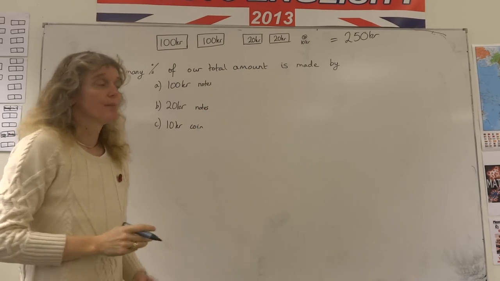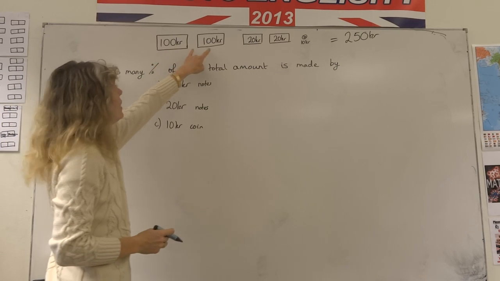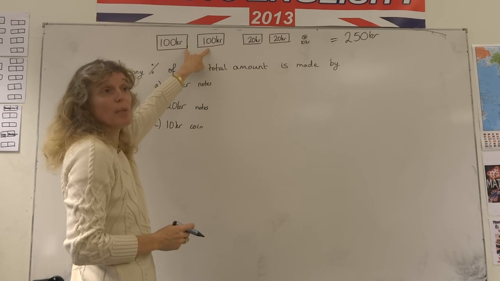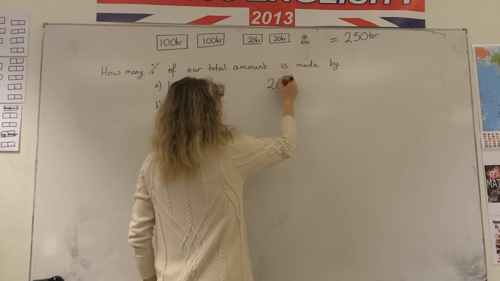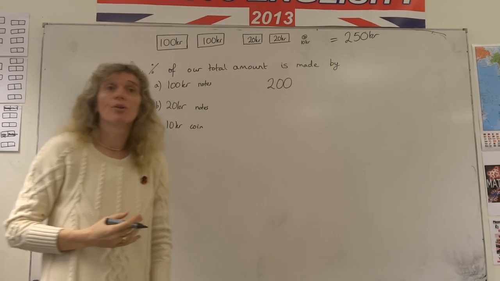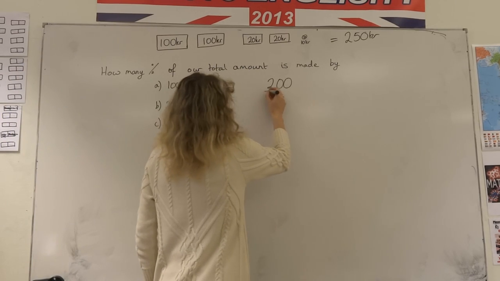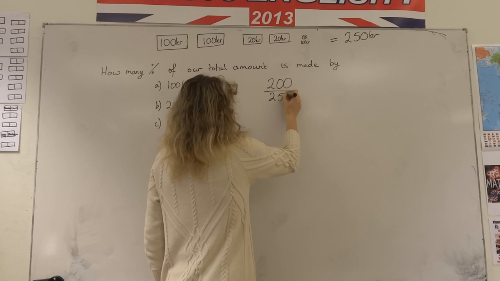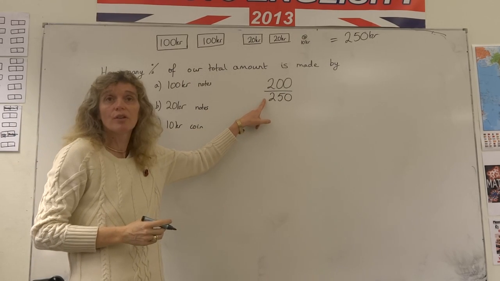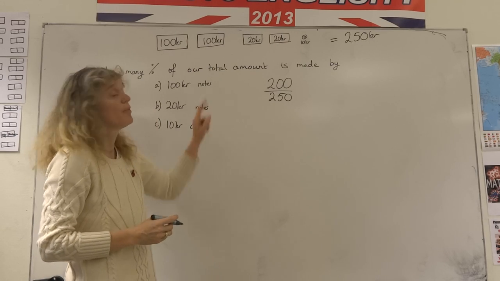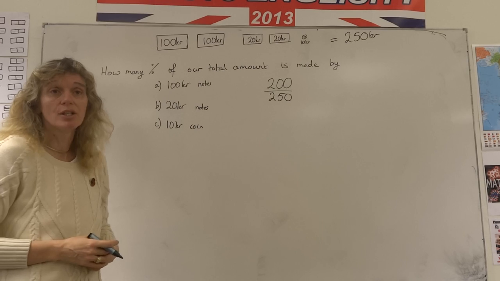Let's answer that. The way that we would answer that is we'd say, okay, how much of our money is made up of 100 kronas? Well, 200 kronas is made up by 100 krona notes. What's the total amount of money that I have? I have 250. So 200 kronas out of my 250 total is made up of 100 krona notes. And now I just have to change that into percentage.